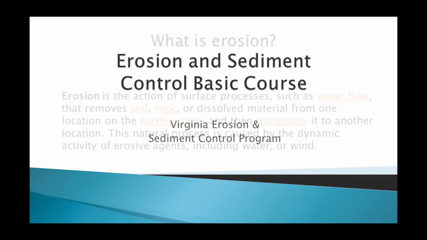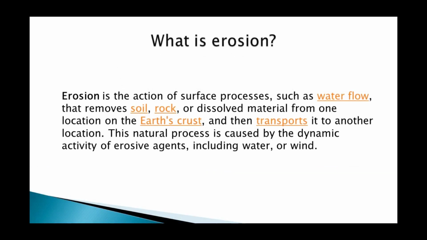What is erosion? Erosion is the action of surface processes such as water flow that removes soil, rock, or dissolved material from one location on the Earth's crust and then transports it to another location. This natural process is caused by the dynamic activity of erosive agents, primarily including water or wind. And in our case, we are all concerned about water erosion only.